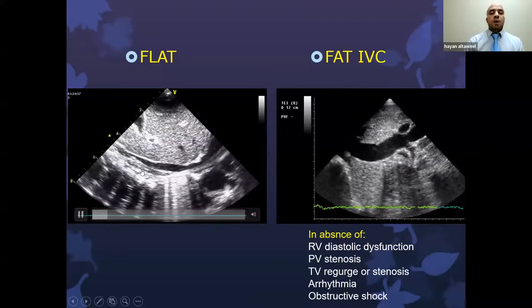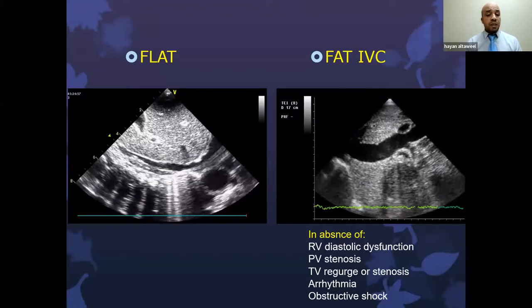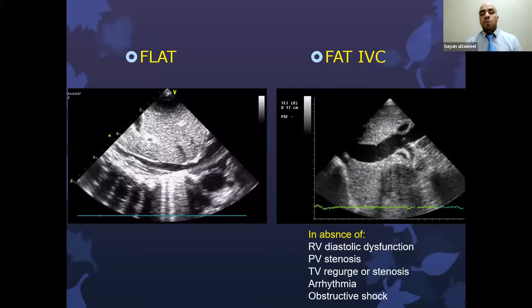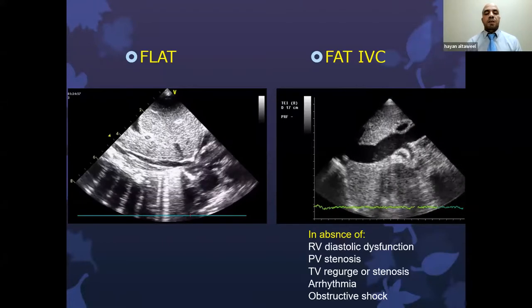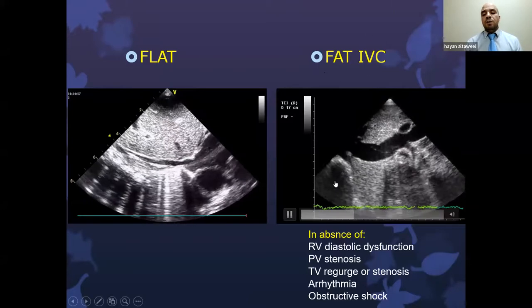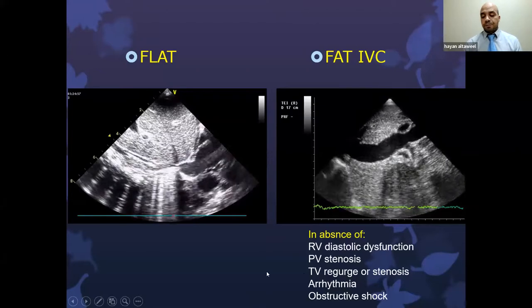On the other side, if I have a patient like this one, whose IVC is totally collapsing during respiration, I think this patient will get benefit from more fluid to become more hemodynamically stable. So we are speaking about a flat or fat IVC in the absence of these pathologies.